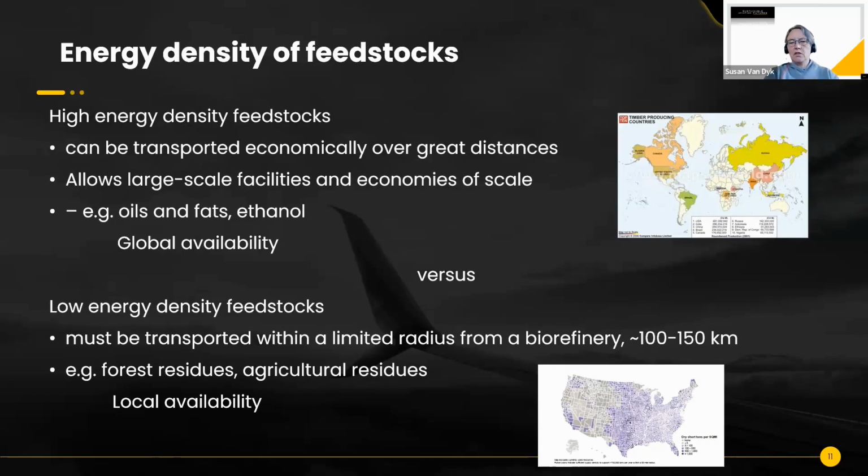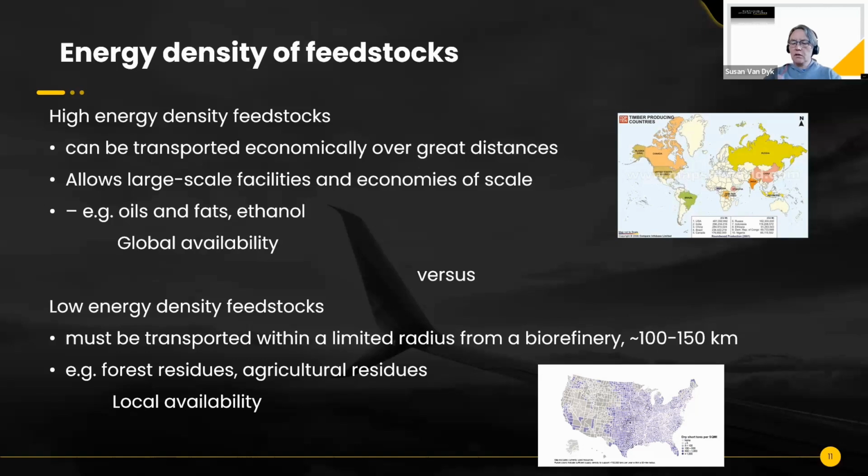So I mentioned the energy density of feedstocks. When we look at high energy density feedstocks, they can be transported economically over great distances because the transport costs are not that high. And so this allows us to have large scale facilities and economies of scale. Here we look at oils and fats and, say, ethanol.